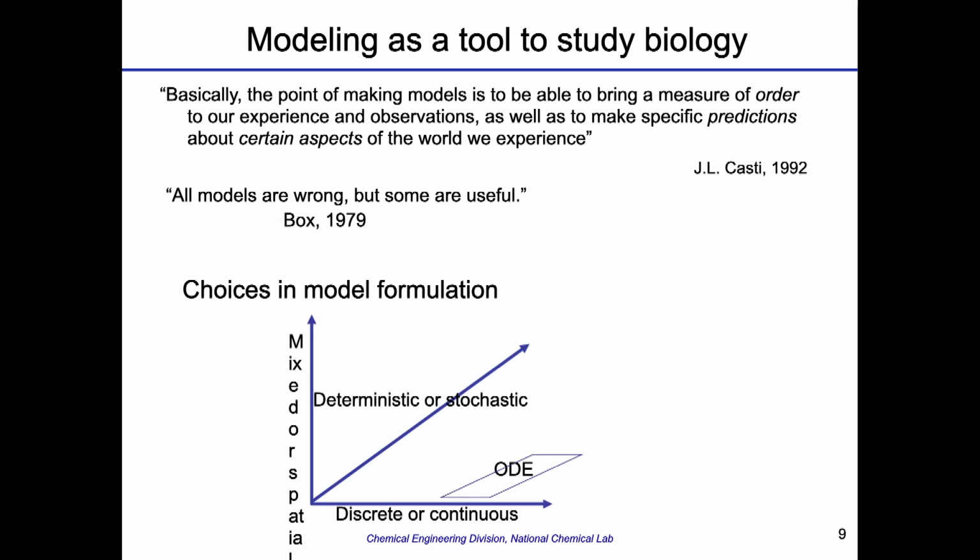So the way we start formulating models is by making choices. And the choices could be whether to treat our system as individual entities, whether to count molecules, cells, etc., or to treat them as a continuous whole.